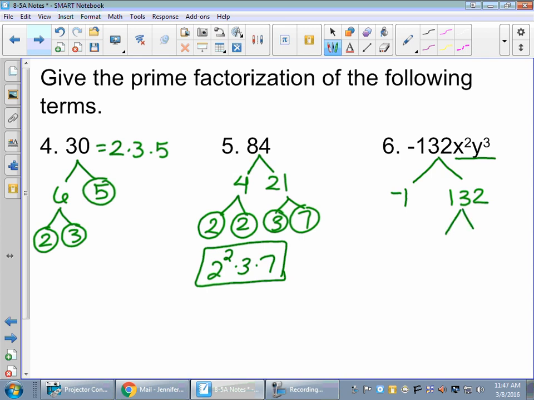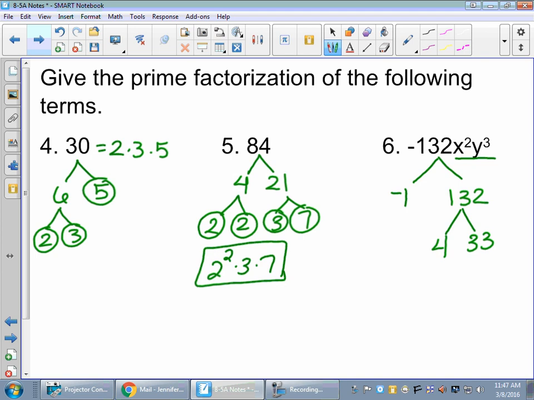And then 132, I know 4 goes into that, so I'm going to do 4 again, and 4 goes into that 33 times, I believe, is the right answer. I'm guessing.